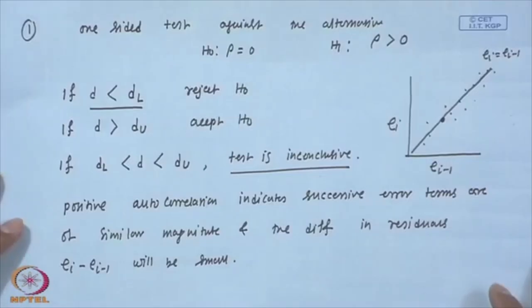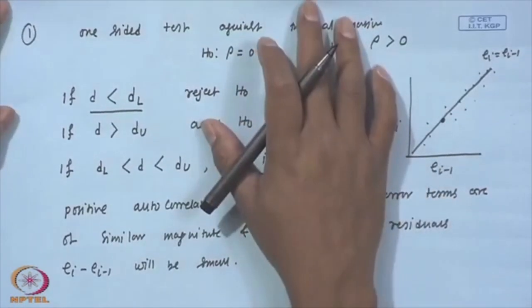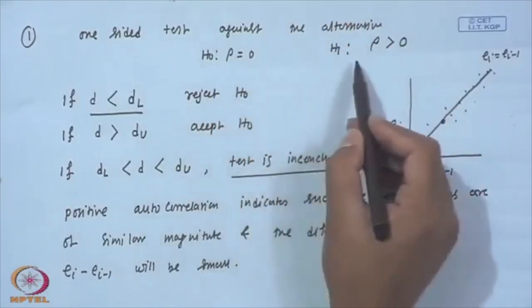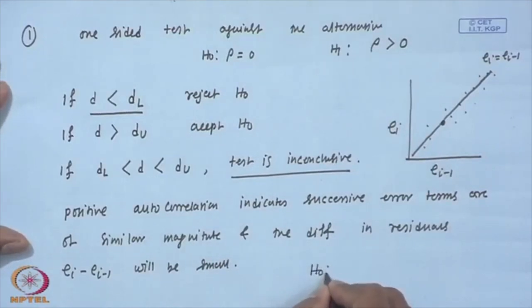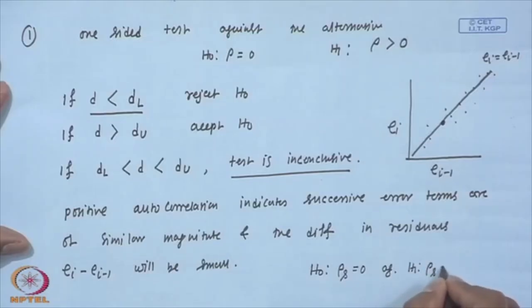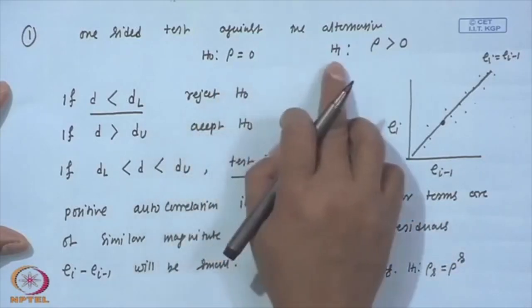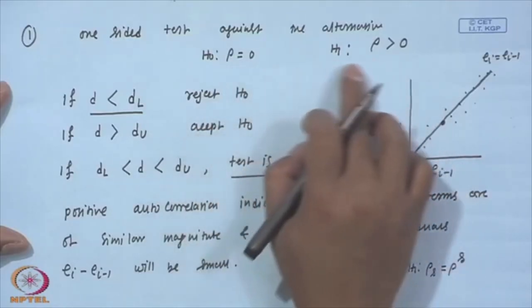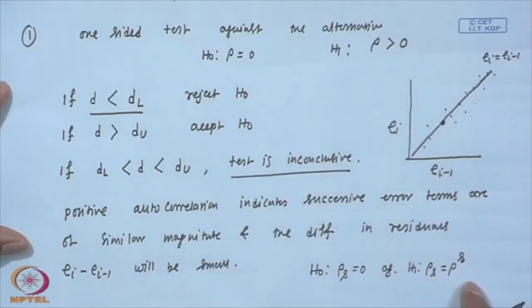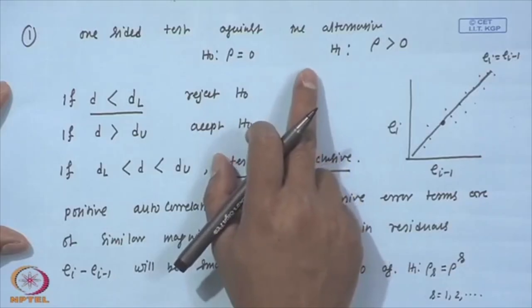So, here is the first case: a one-sided test against the alternative. We started with the hypothesis H naught that rho S is equal to 0 against H 1 that rho S is equal to rho to the power of S. Now, we are testing the hypothesis rho equal to 0 against rho greater than 0. If this is true, then rho S is also greater than 0 for all S, S from 1 to anything. So testing this hypothesis is the same as testing the other hypothesis.